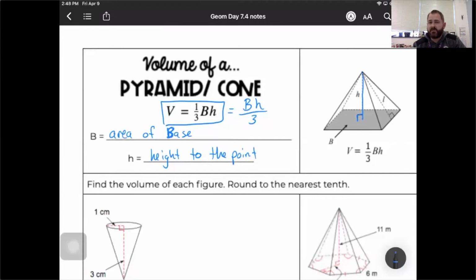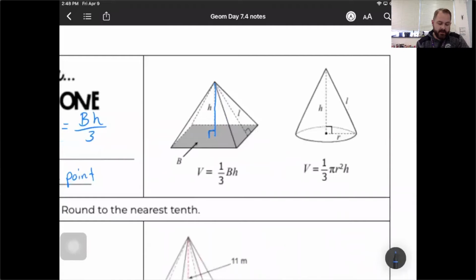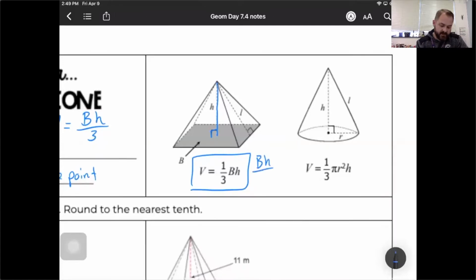All right, so hopefully that makes sense that it would take 3 of these pyramids to fill a prism of the same dimensions, or same thing with cones. 3 of these cones would fill up a cylinder of the same dimensions. So now we've got these formulas, okay? For any pyramid, it's 1/3 the area of the base times the height, or area of the base times the height divided by 3. Same thing for a cone. We're going to do base area, pi r squared, times the height of the cone divided by 3, or 1/3 of that.